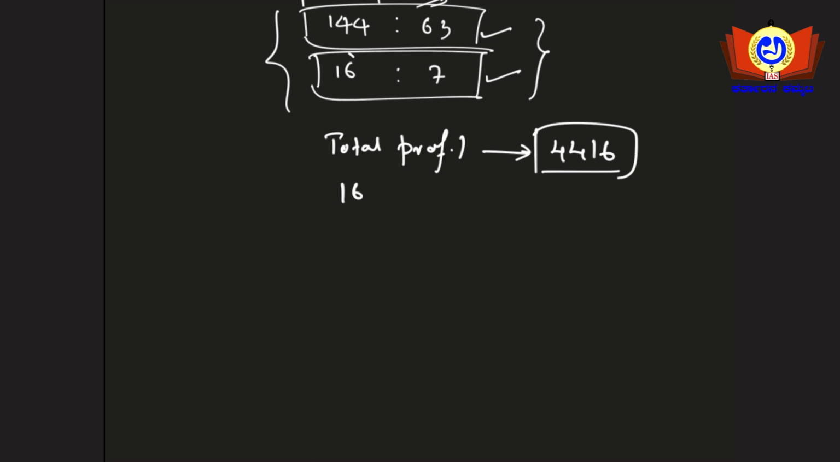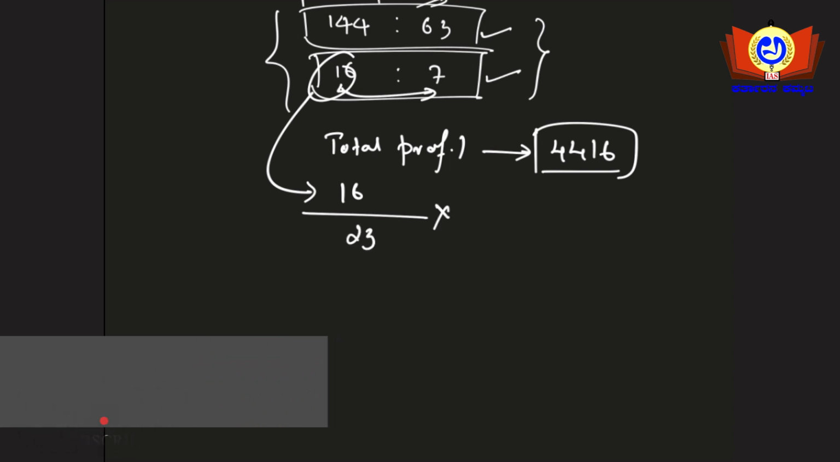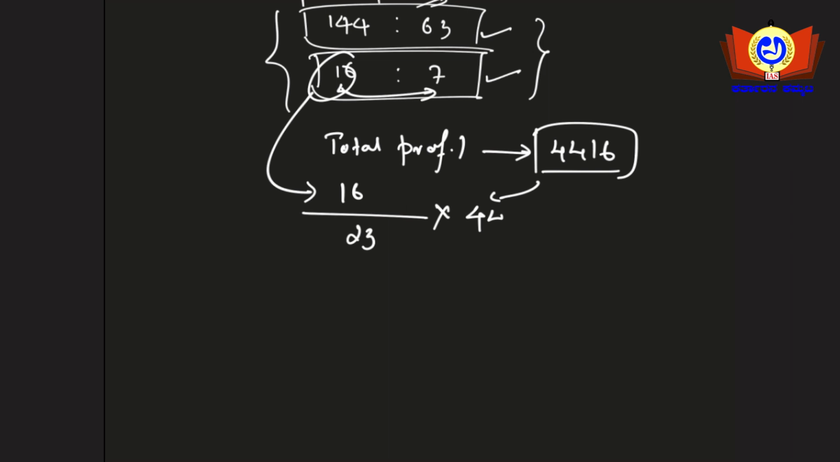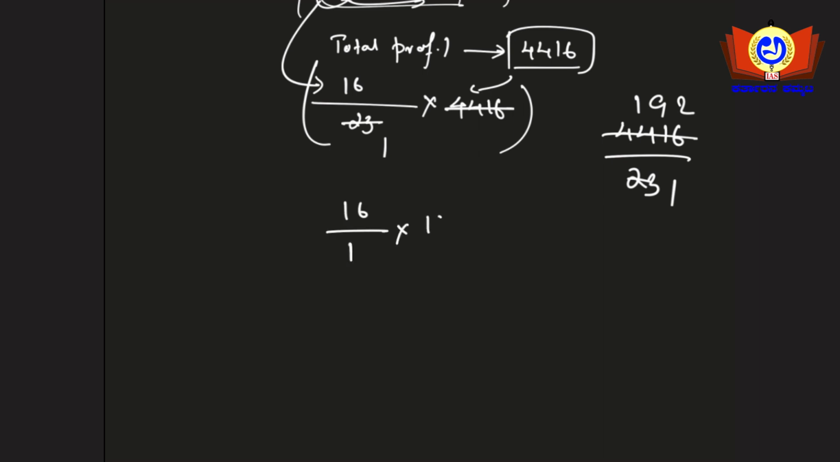The share of Ajay is 16, the ratio here, divided by 16 plus 7, the total part, that is 23, into the profit earned, 4,416. We need to simplify this. 16 upon 23 into 4416. 23 goes into 4416 exactly 192 times, so it becomes 16 into 192.